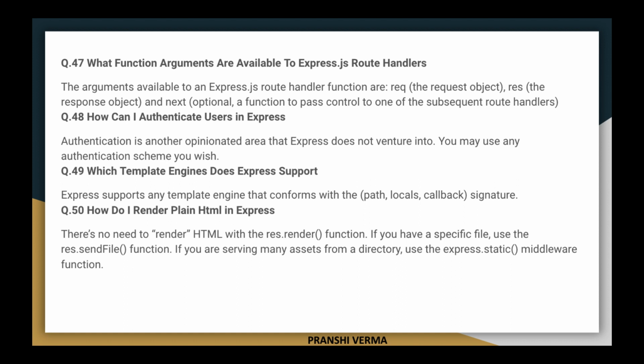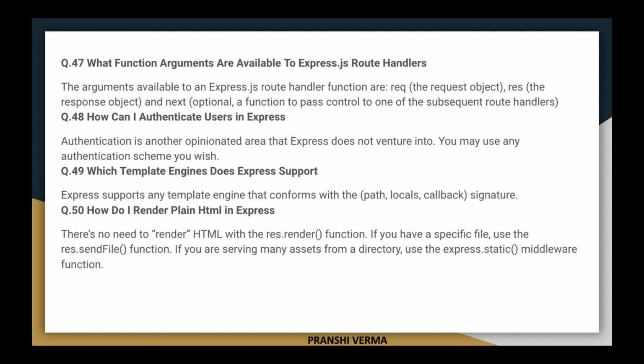Next, this argument is a callback function that can be used to pass control to the next middleware or root handler in the pipeline. If next is not called, the request will be left hanging and the client will not receive a response. The next function can also be used to handle errors in middleware and root handlers.